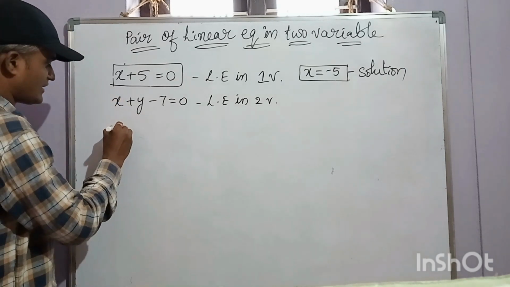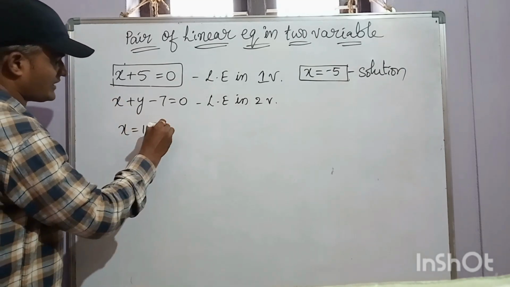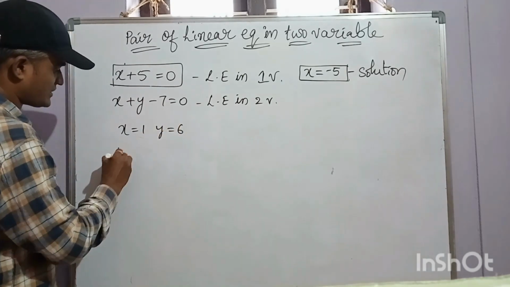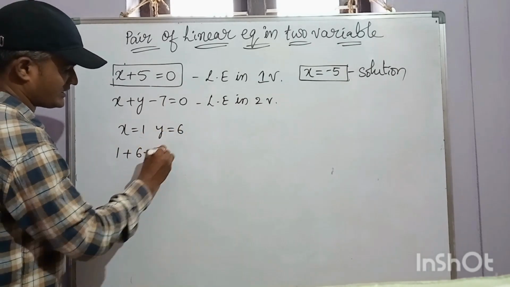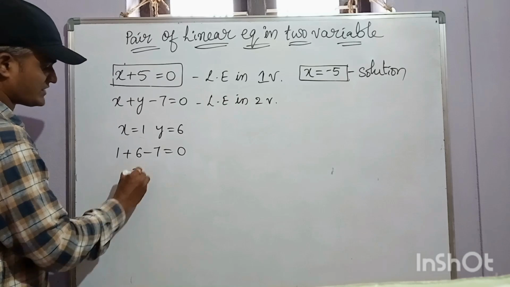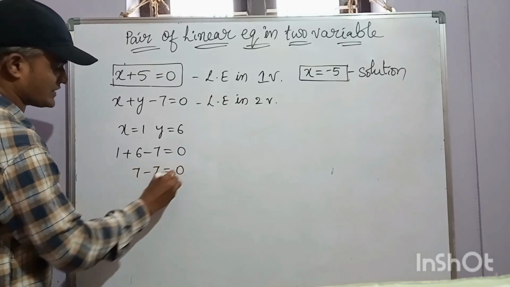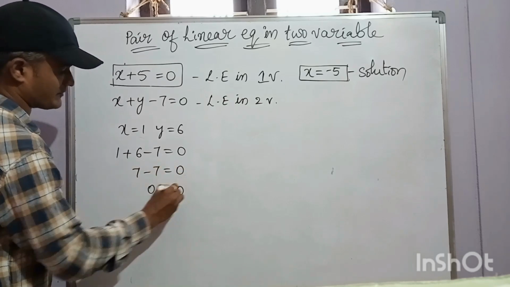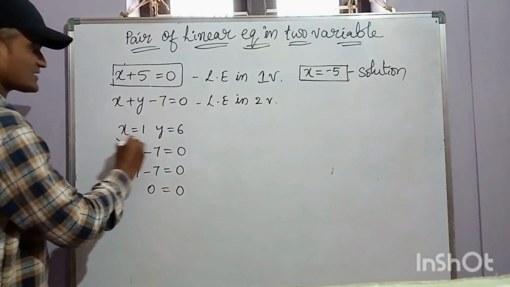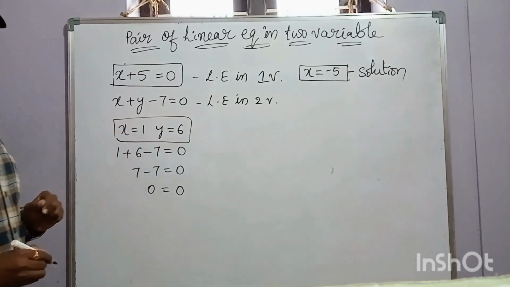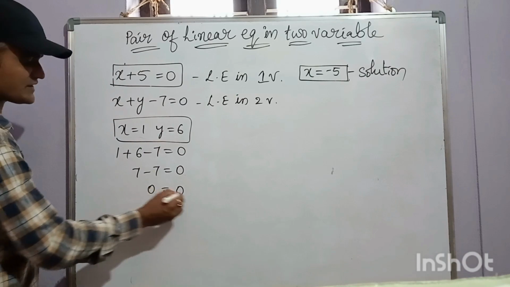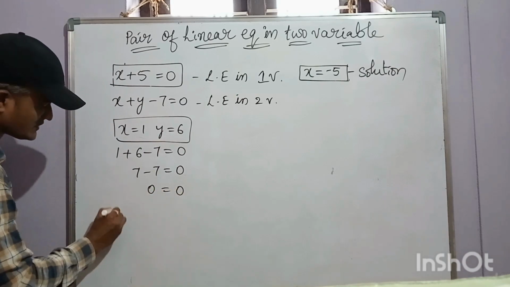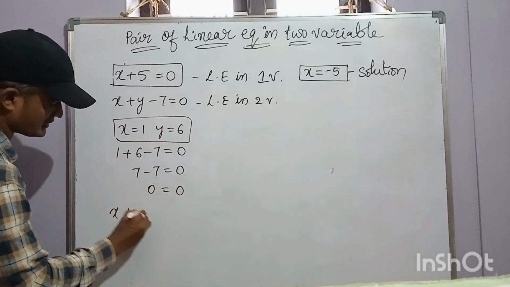Let us take x is equal to 1, y is equal to 6. So 1 plus 6 minus 7 is equal to 0. It means 7 minus 7 is equal to 0. So 0 equal to 0. When you write x equal to 1 and y equal to 6, you get 0 equal to 0. So this is called one of the solutions.